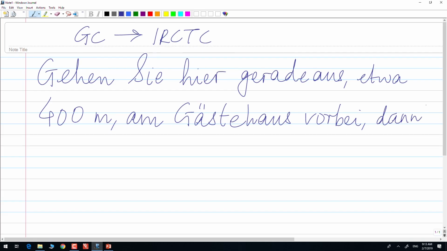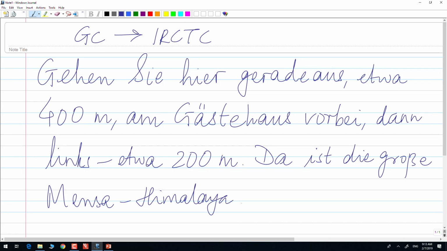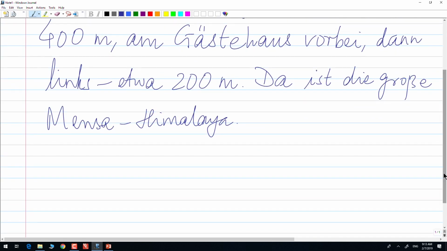Dann links etwa 200 Meter. Da ist die große Mensa Himalaya. Mensa? Mess, Mensa, important word to know in the university context. Da ist die große Mensa Himalaya.